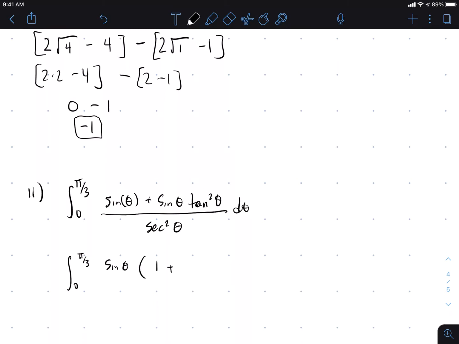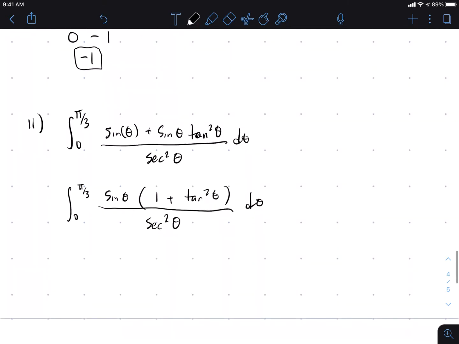So I'm going to get 1 plus tangent squared theta over secant squared theta d theta. Wow, crazy. It's amazing, right? We looked at the problem, it looks crazy, and then we see this and we're like, oh damn, doors have been opened. What's the door that's been opened? Secant squared. What's that? 1 plus tangent squared theta becomes secant squared and it cancels.